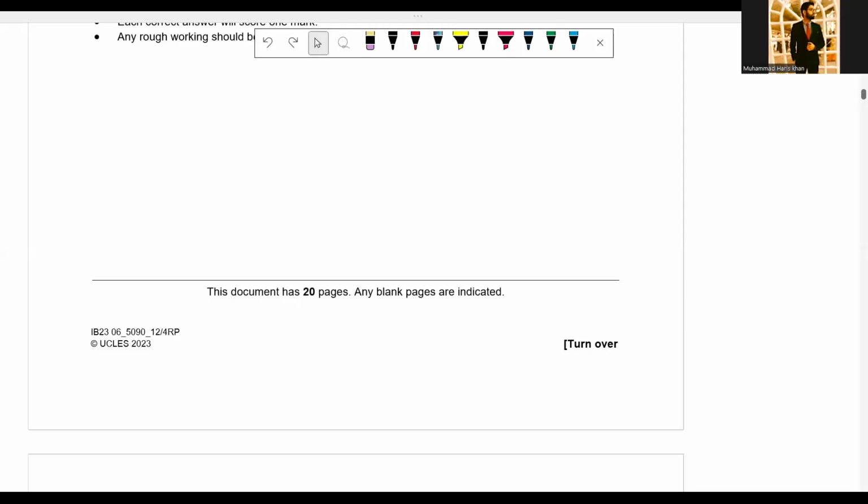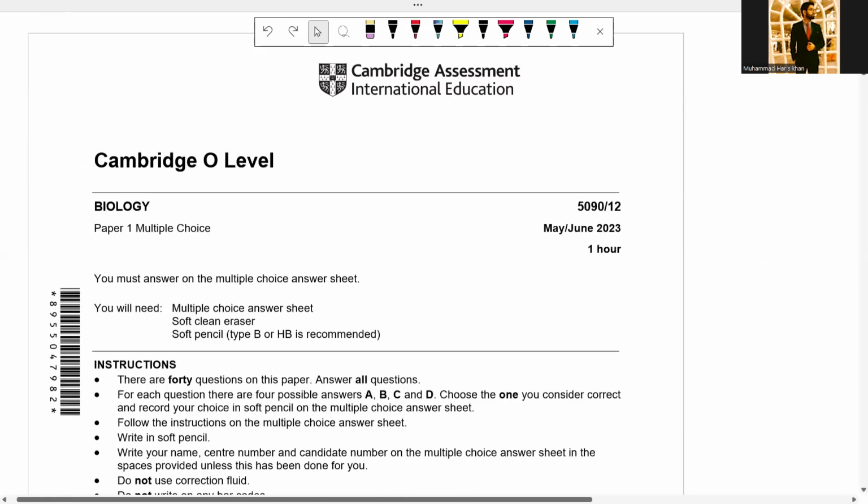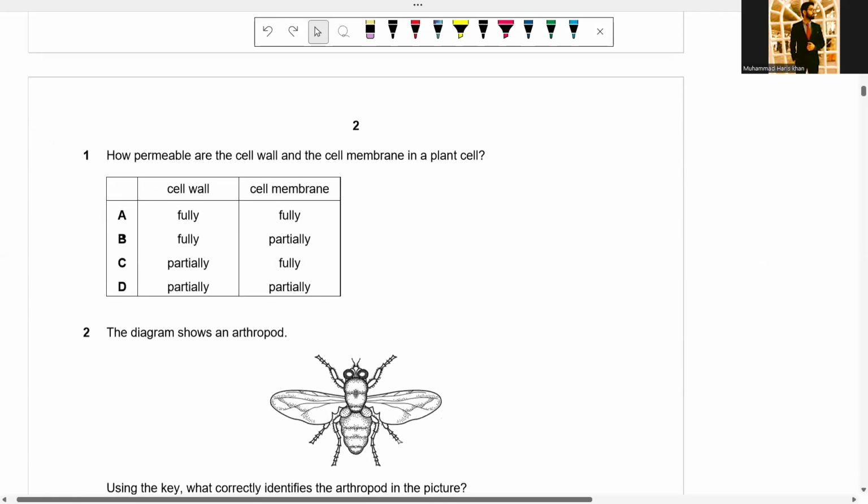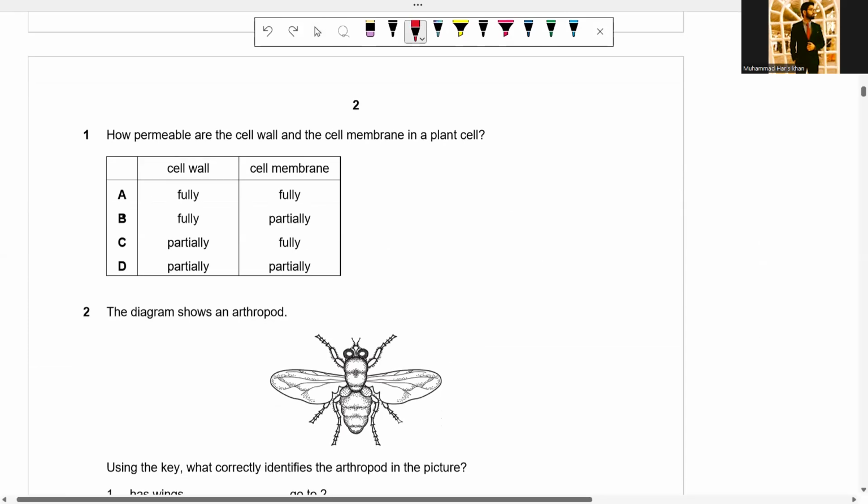In today's lesson, we will be doing the next P1 exam, starting with question number 1. How permeable are the cell wall and the cell membrane in plants?